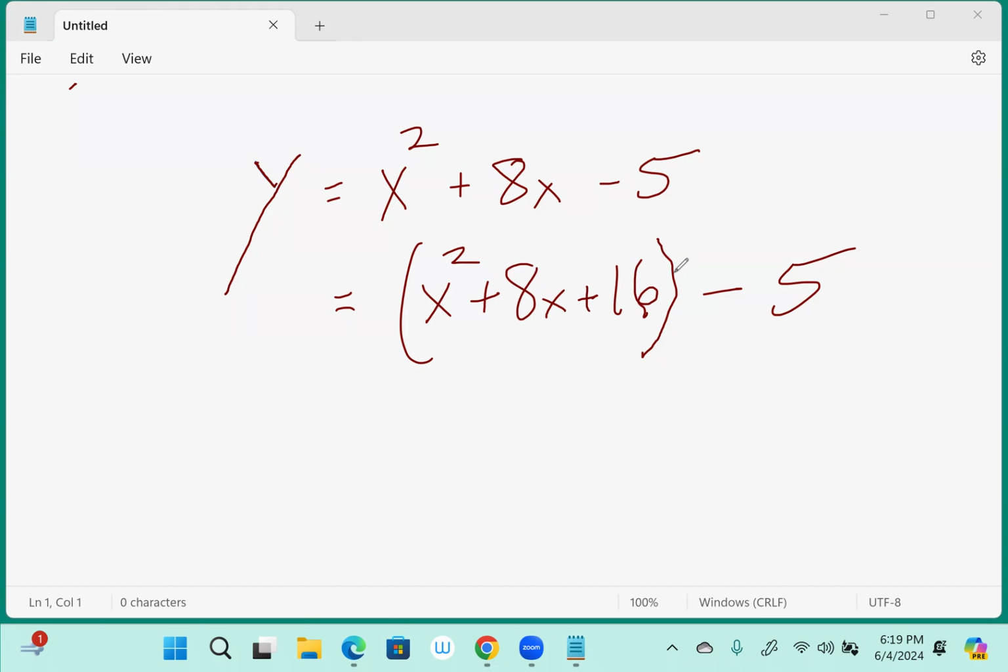And now to balance, what do I have to do over here? We don't want to change it, and I just changed it. I added 16 to the right side of the equation. So then how do I balance it? By subtracting 16. That's straightforward.